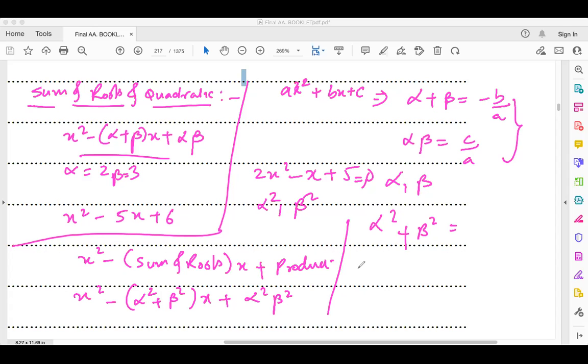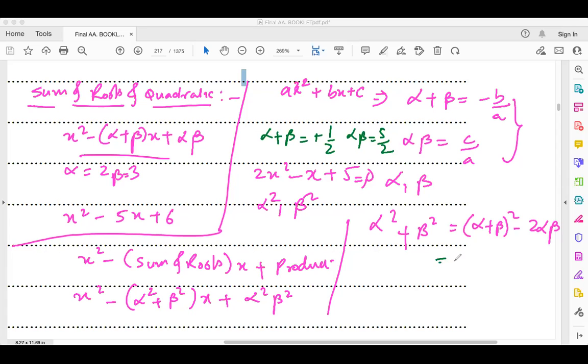Now, we need to find alpha squared plus beta squared. We know that this is alpha plus beta the whole square minus 2 alpha beta. Alpha plus beta, if you see here, is minus b over a. If I find that out first, my alpha plus beta value here is minus b over a, which is negative 1 upon 2, will become positive 1 upon 2, and alpha into beta is 5 upon 2.